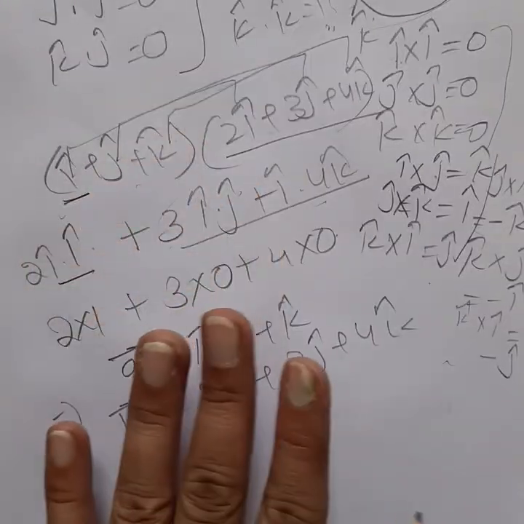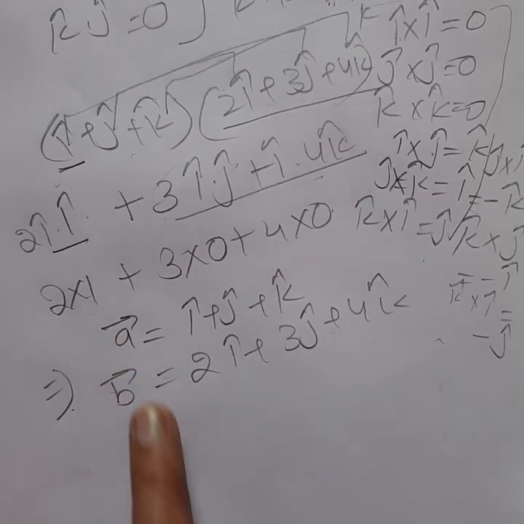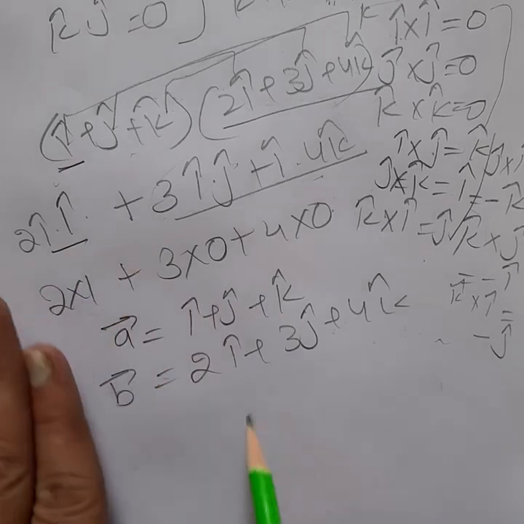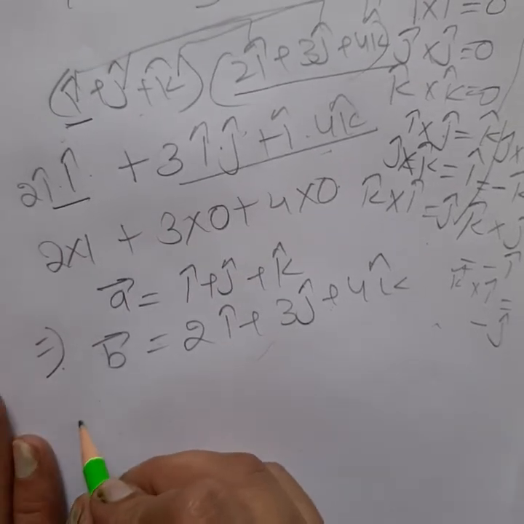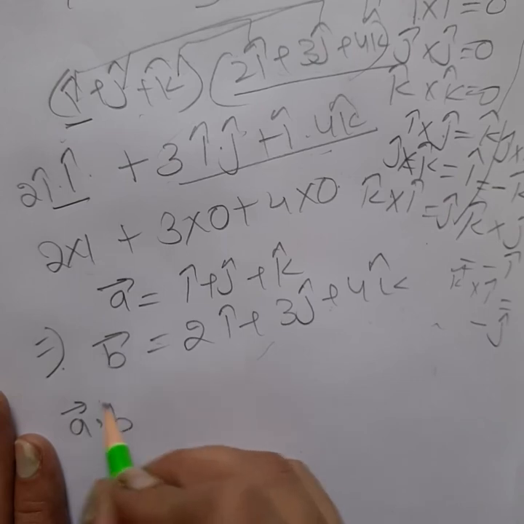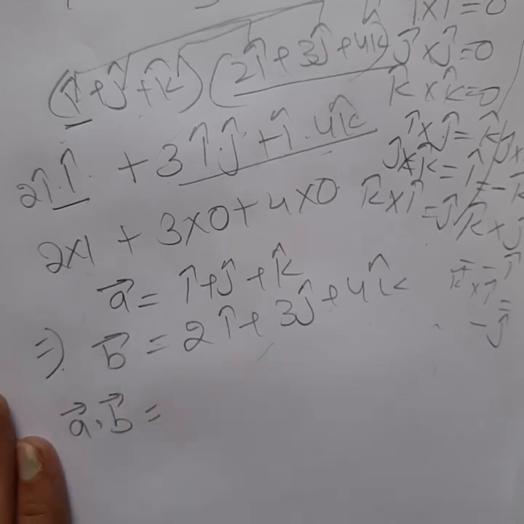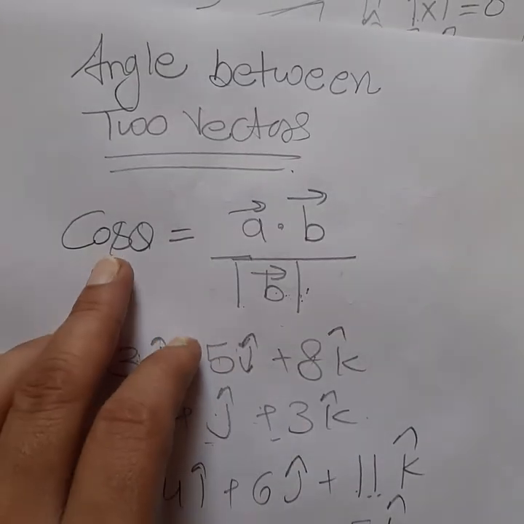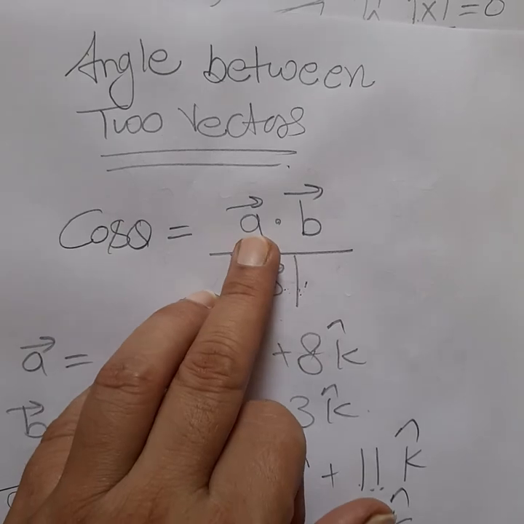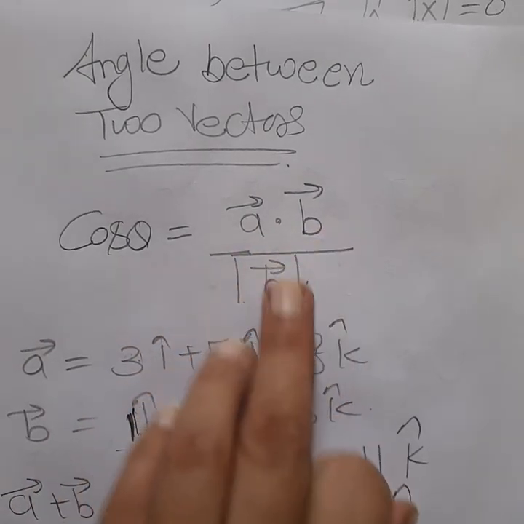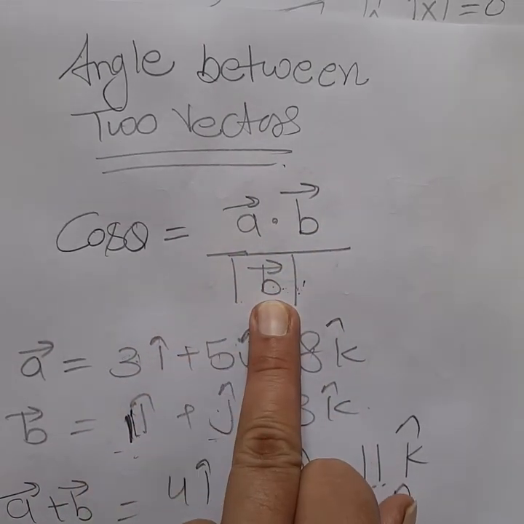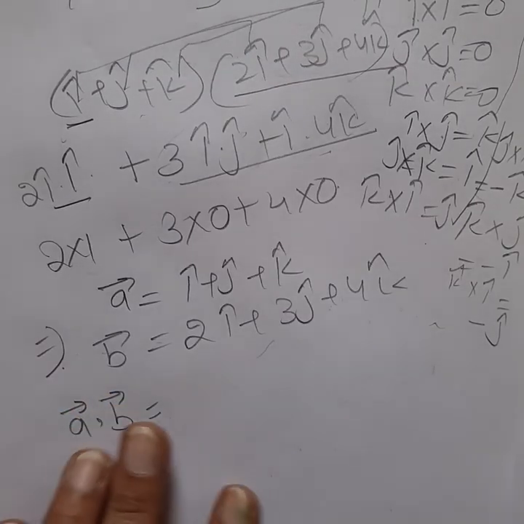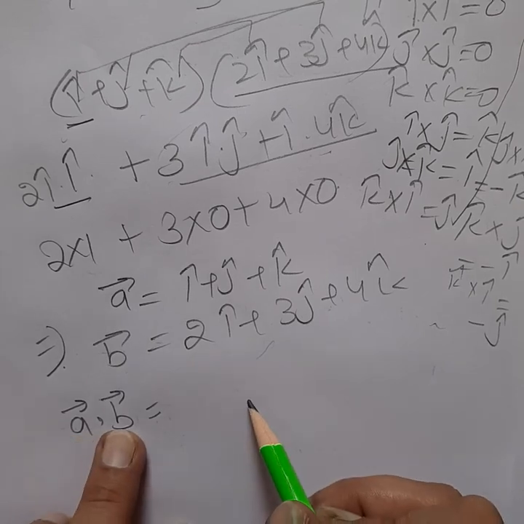First of all, we are talking about a and b, the angle between the two vectors. First we take the dot product of these two vectors according to our formula. And what is our formula, students? The formula is cos theta equals a vector dot b vector upon the magnitude of a vector times the magnitude of b vector. For this, first of all we do the dot product.